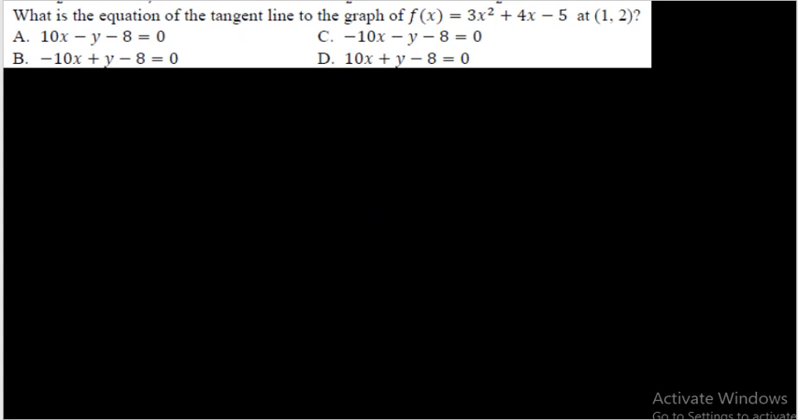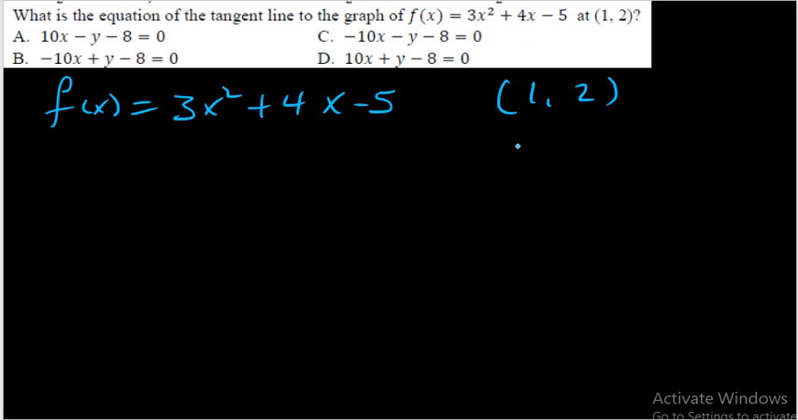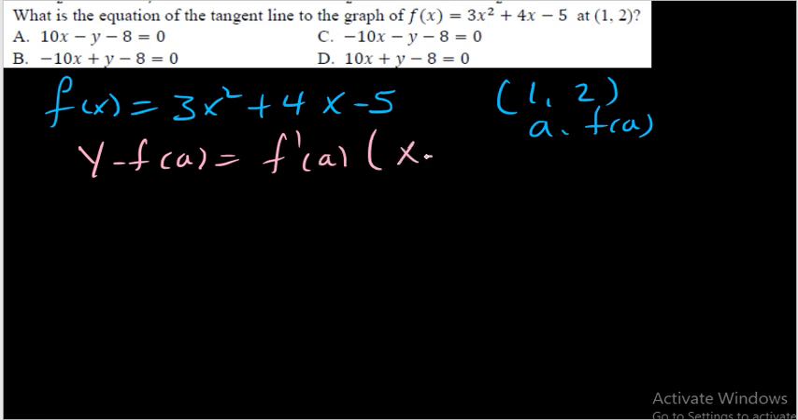The next question, what is the equation of the tangent line for the function? We have a function f of x which is 3x squared plus 4x minus 5. The point is given to us at (1, 2). We can take this point as x1, y1, or we can say this point as a comma f of a. So when you remember the formula of the equation of a line, y minus f of a is equal to f derivative at a, in bracket x minus a.